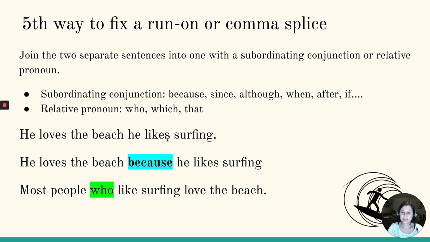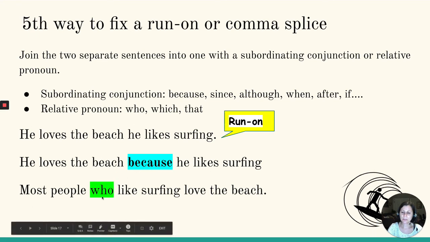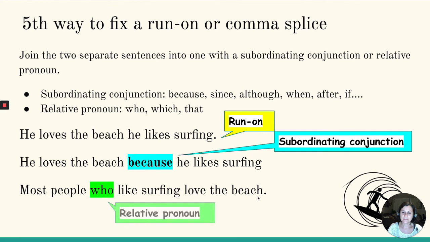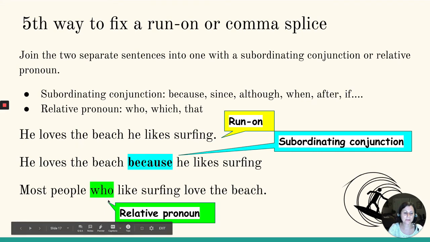He loves the beach, he likes surfing. Here I have a run-on sentence. I just have two sentences running into each other. I could combine them with a subordinating conjunction like because. He loves the beach because he likes surfing. Or you could add a word like who. Most people who like surfing love the beach. So here I have a subordinating conjunction, and over here I used a relative pronoun. So you make a dependent clause and an independent clause.